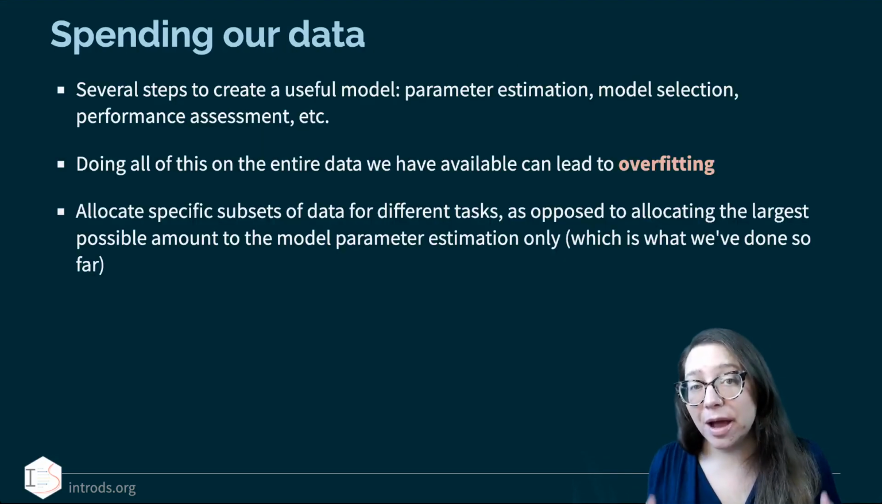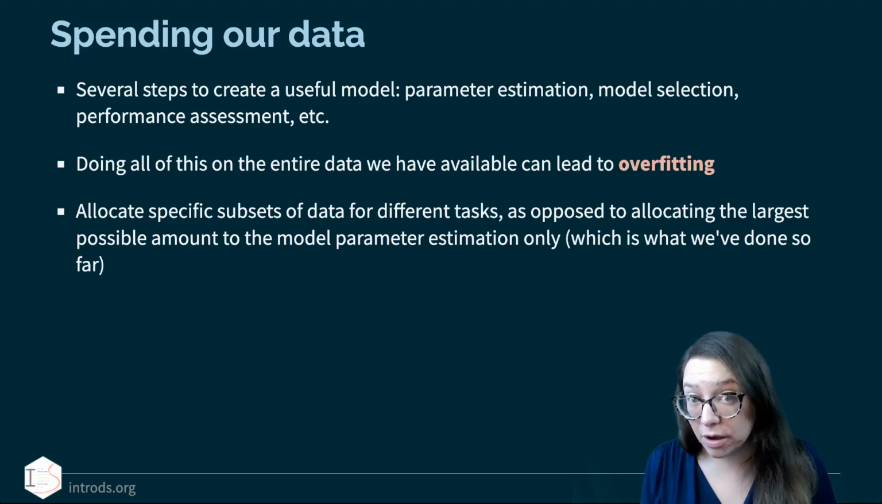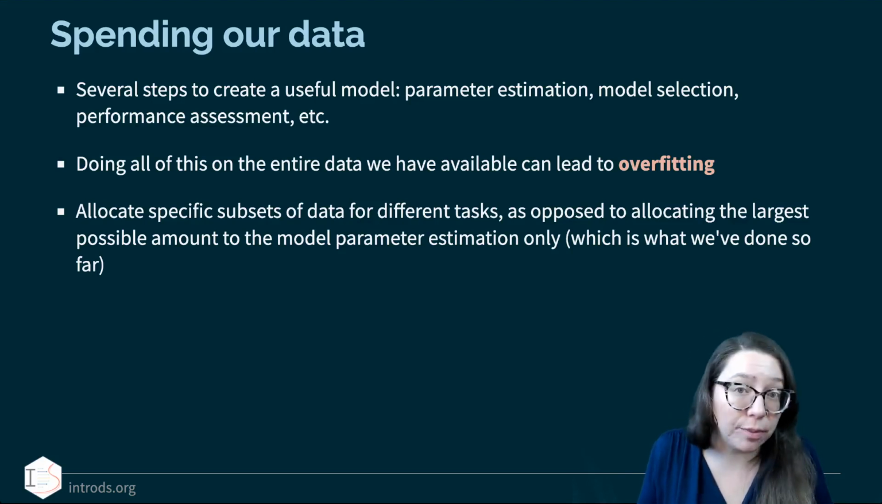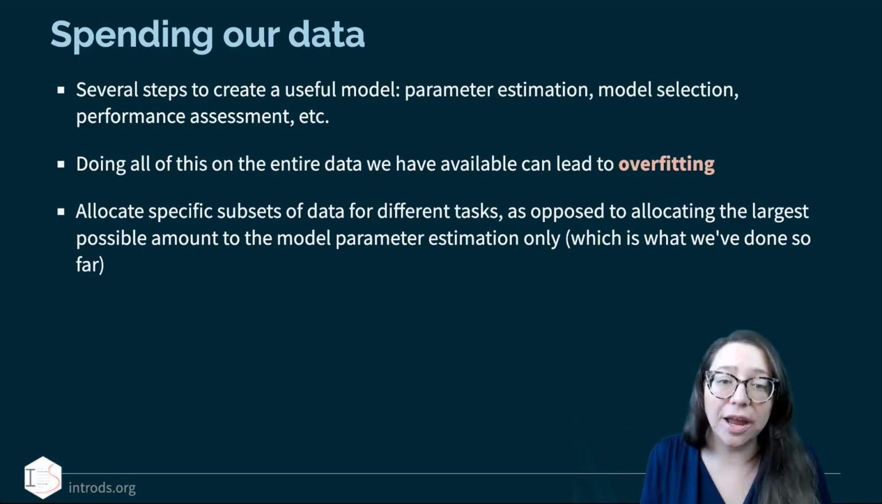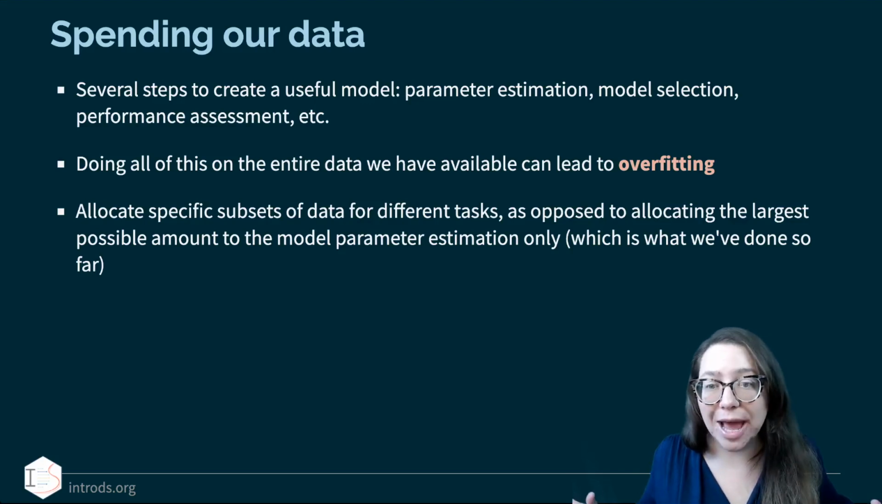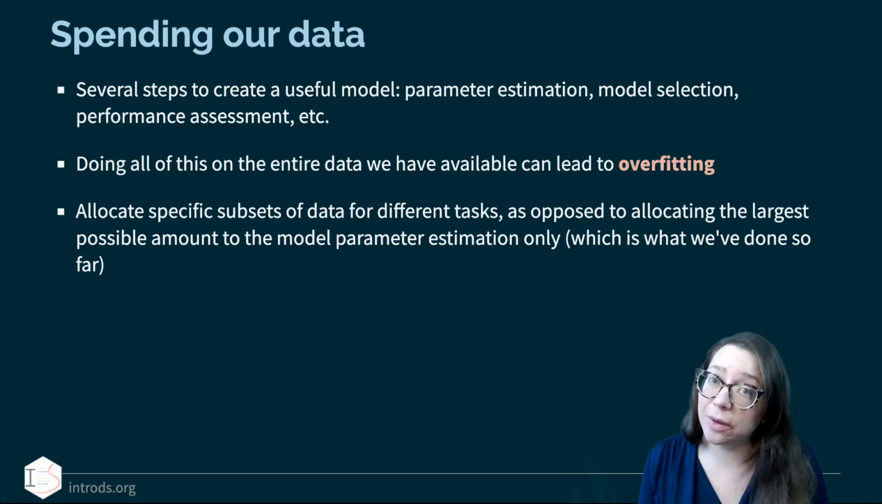So we want to think about how we spend our data in order not to find ourselves in a situation where the models that we fit are overfits. When we're doing modeling, we take several steps to create a useful model. We might do parameter estimation, we might do model selection, we might do performance assessment. And doing all of this on the entire data we have available can lead to what we call overfitting. Instead, what we want to do is to allocate specific subsets of data for different tasks, as opposed to allocating the largest possible amount to the model parameter estimation only, which is exactly what we've done so far.